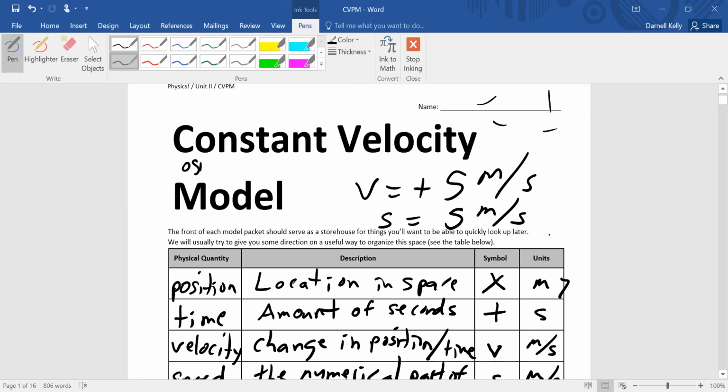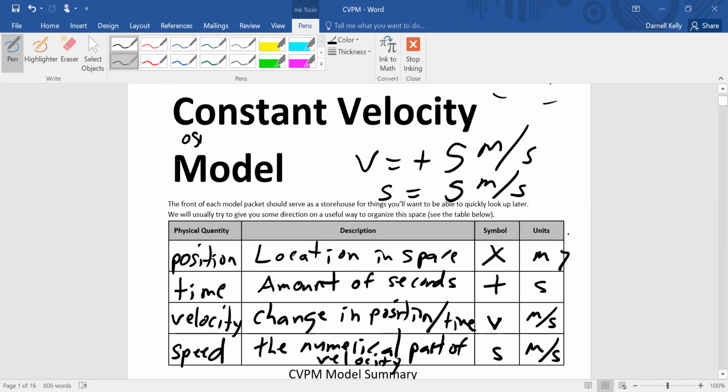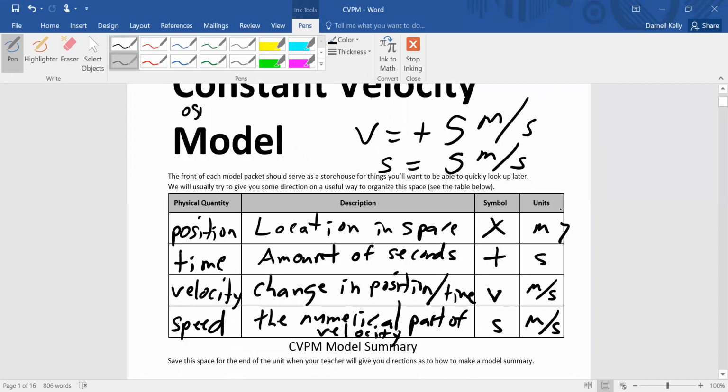So if you have this packet available, we're going to start filling in some blanks here as if we were in class doing the lab. So until we get to this thing called Labster, we'll kind of do these things together. And it serves as a basis for us to do problems in the online book and assignments. Like I said here, the front of each model package should serve as a storehouse for things you'll want to be able to quickly look up later.